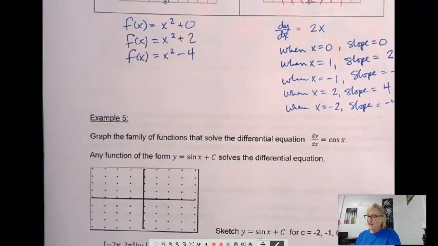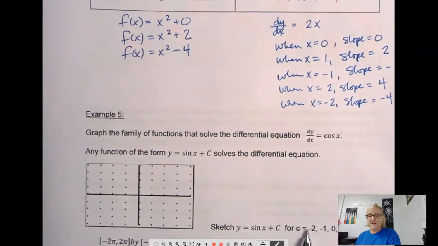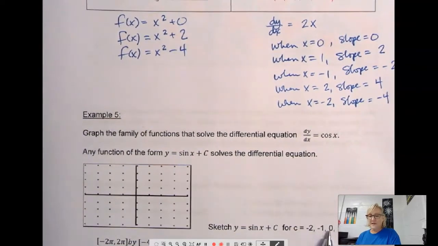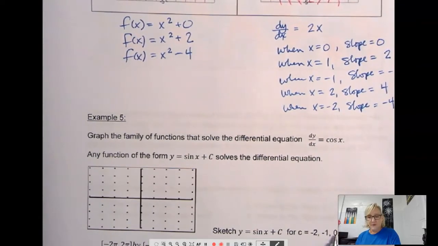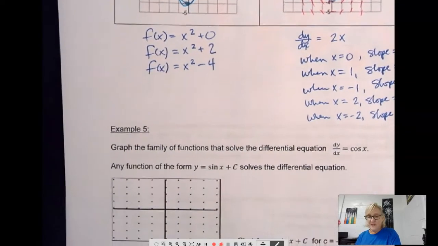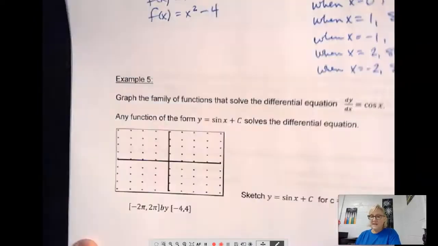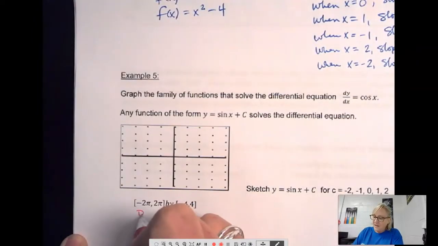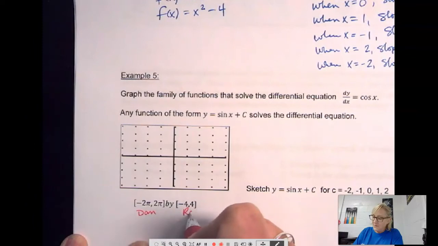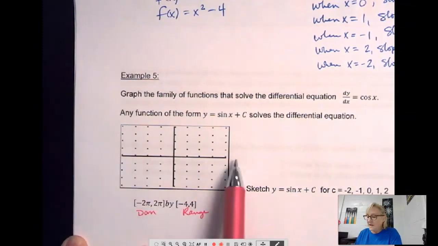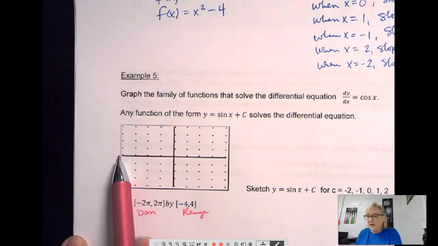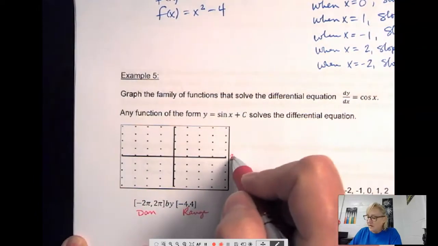So let's sketch sine x plus c for all of these c values. Now when it's 0, then that's just sine x plus 0. So that's our normal sine curve. Okay, look at the scaling. This is our domain. This is our range. On the x-axis, this is going from negative 2 pi to positive 2 pi.